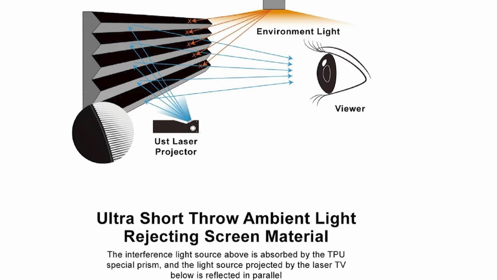Ambient light rejection screens. An ALR screen selectively reflects light back to the audience. The goal of the ALR surface is to respond well to the light from a projector, and to limit the re-reflection of light coming from off-axis sources such as lighting and windows.